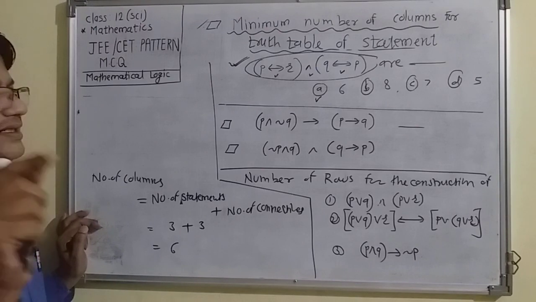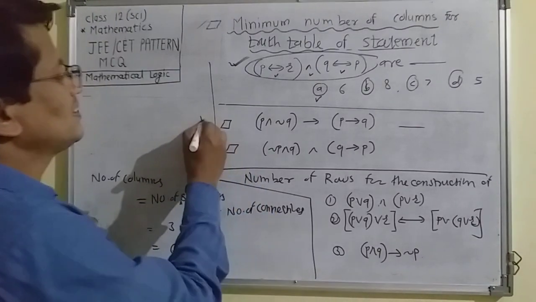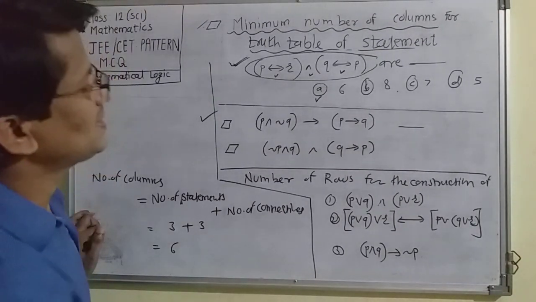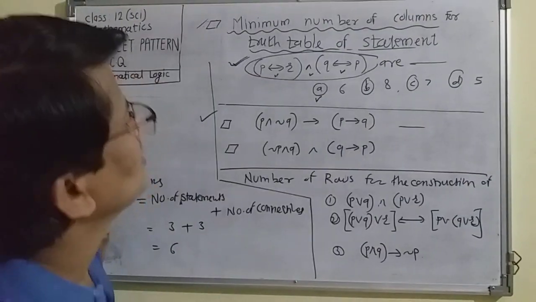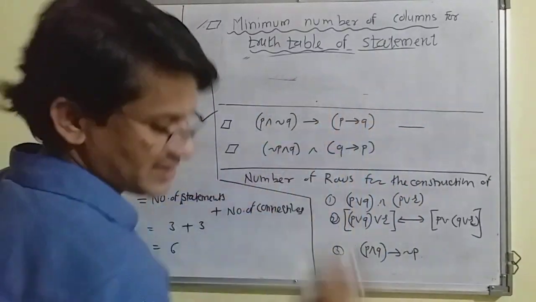Okay, this is the trick. The same type of question is here. See question number 2. What is question number 2? The minimum number of columns for, I am giving here the statement, this one.